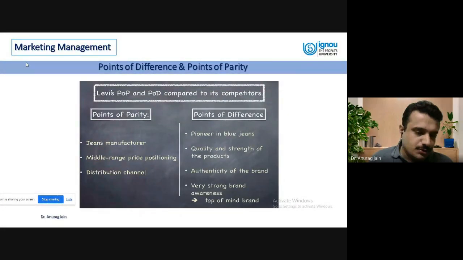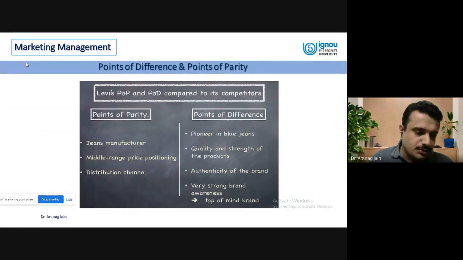So whenever people say I want to buy jeans, if you are planning to buy branded jeans, Levi's name will always come at the top. Or maybe you will be comparing all other jeans brands with the Levi's brand. Why? Because Levi's is on the top of your mind. So these are termed as the points of difference, right?